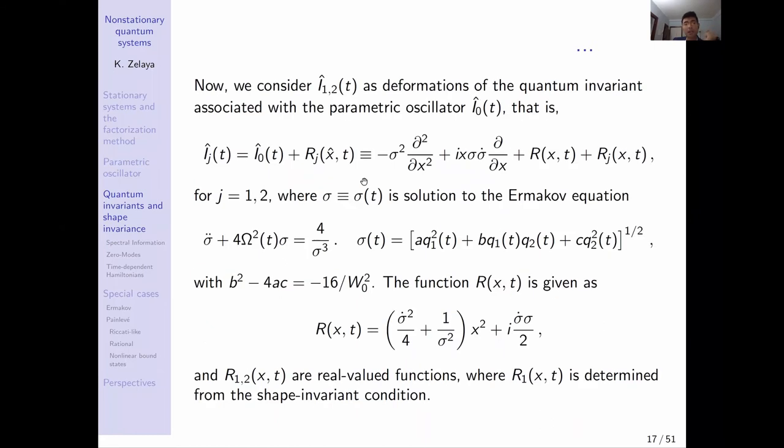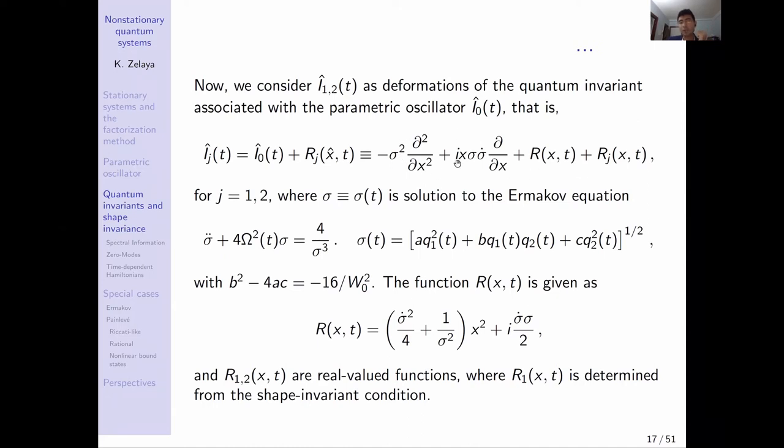In order to be more explicit about these quantum invariants, we will decompose them as the sum of the parametric oscillator invariant plus an arbitrary function of x and t. And explicitly, they are given by this.